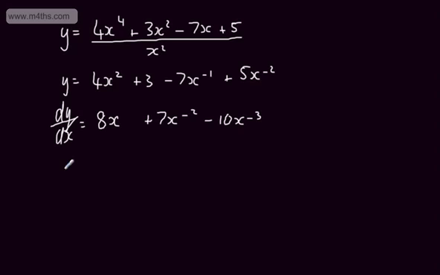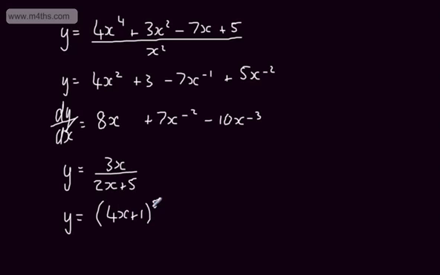What happens though if we have now y is equal to, let's say, 3x over 2x plus 5? What would we do here? What if we had now y is equal to the quantity 4x plus 1 to the power of 5 divided by a trig function, let's say cos x? In this particular case, we would use the quotient rule.